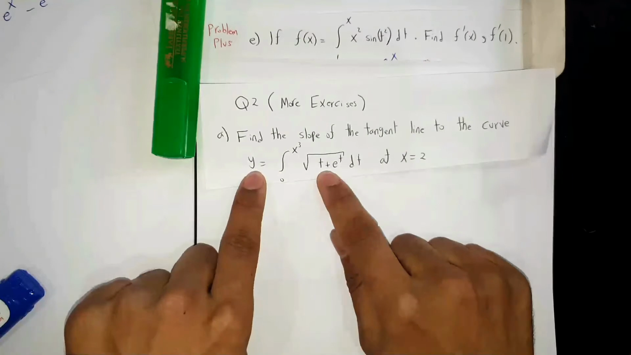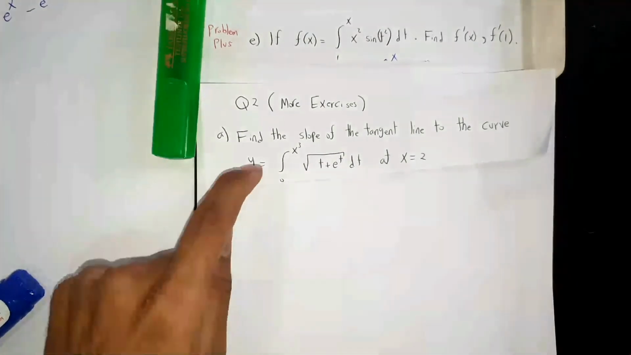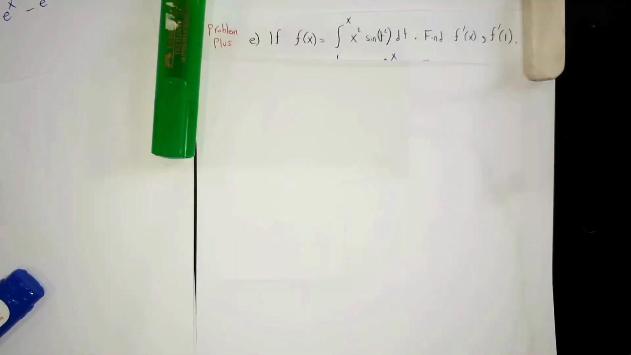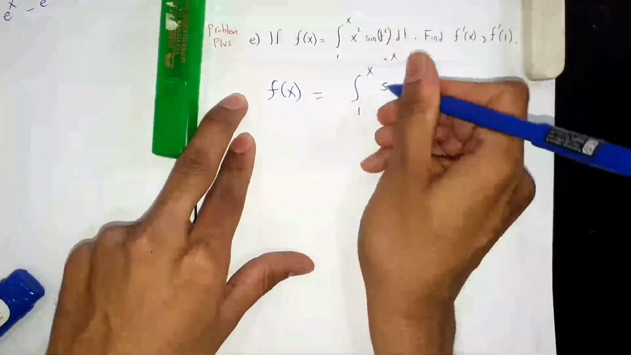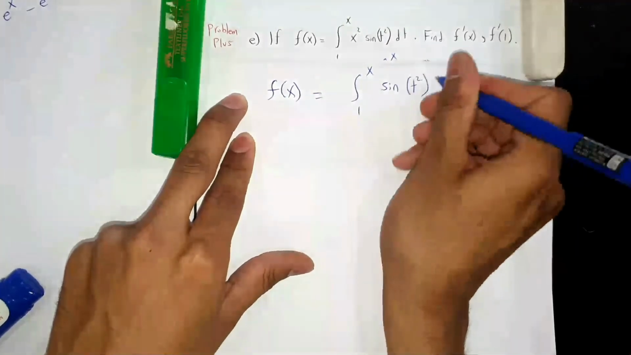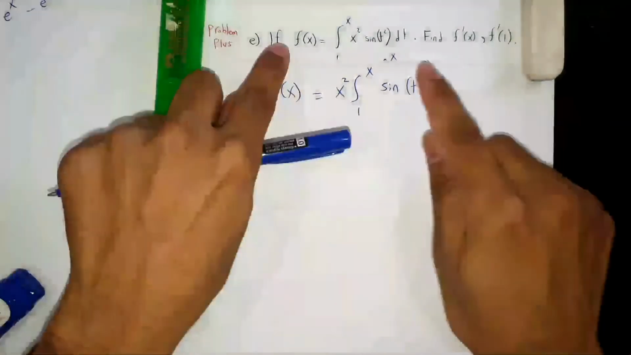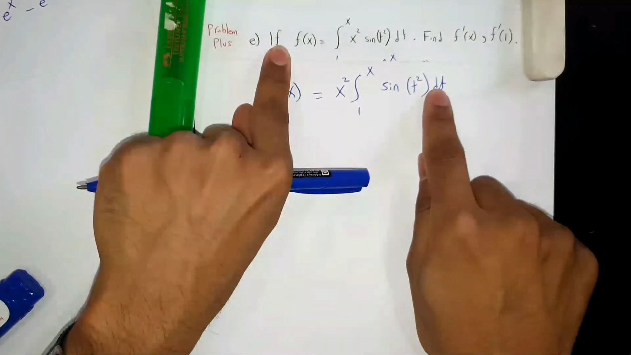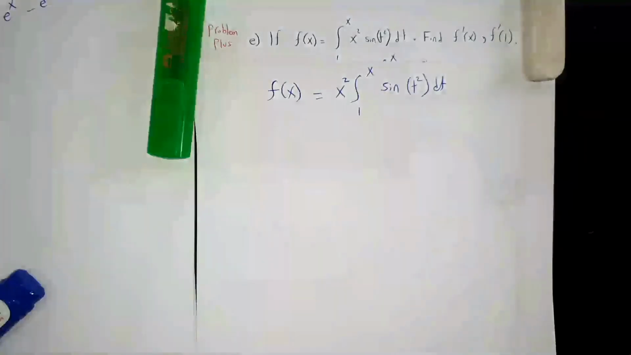In the previous exercises, you could see only the variable t. If you have x squared, you need to take it outside using the properties of the integral first. First, I will write x squared times the integral from 1 to x of sine t squared dt. I repeat, why can we take x squared outside? Because the integral depends on t. So anything other than t, you can take it outside the integral.